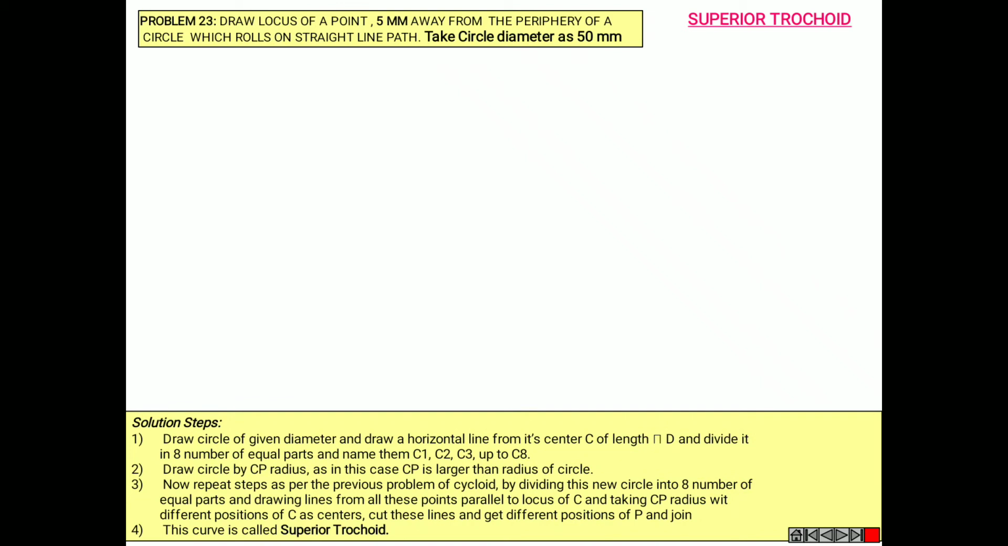Draw a circle of given diameter and draw a horizontal line from its center C of length pi d and divide it into 8 equal parts and name them as C1, C2, C3 and so on up to C8, and draw the circle by CP radius. As it is, first we will complete the first step. Take a circle of 50 mm diameter, divide it into 8 equal parts.